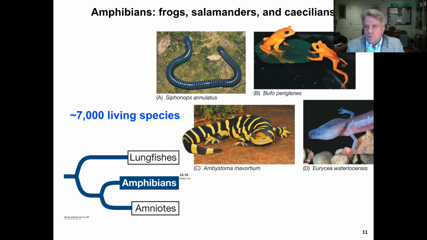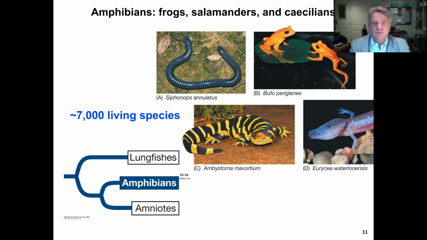So moving on into the living lineages of tetrapods, we have the lungfishes. These are not tetrapods. So the tetrapods are the amphibians, the common ancestor of amphibians and all amniotes. So there are about 7,000 living species of amphibians, and most of you are probably familiar with salamanders. So here is a salamander that we find in cave habitats. And surely everybody is familiar with frogs and toads. But there's a group of amphibians you may not be familiar with.